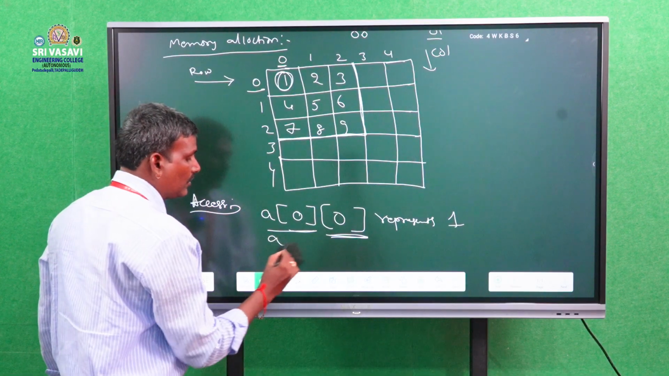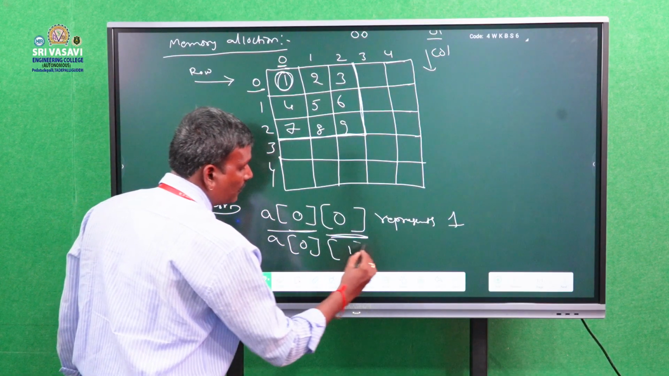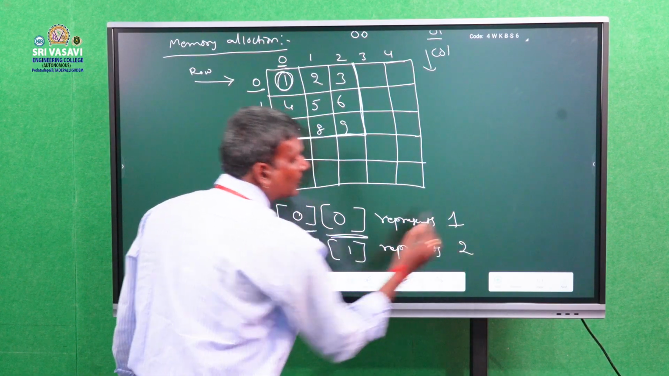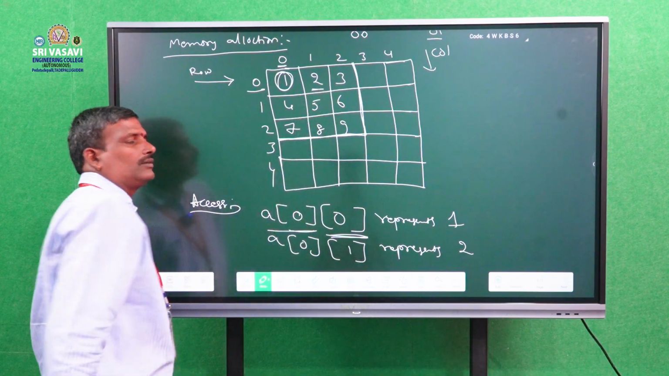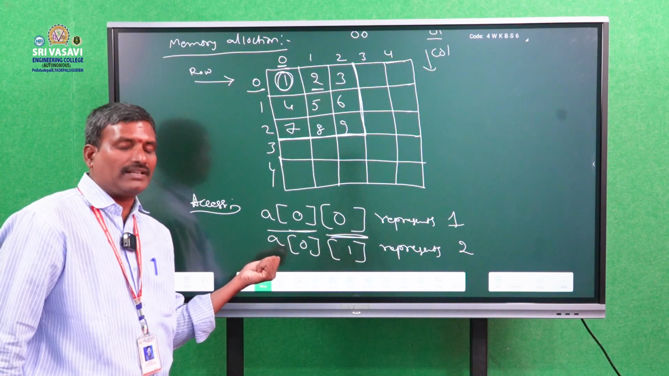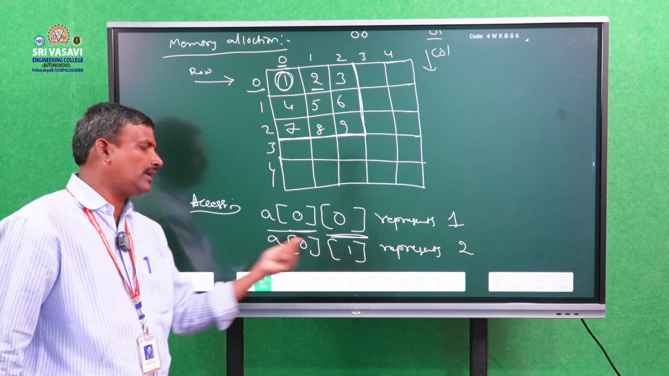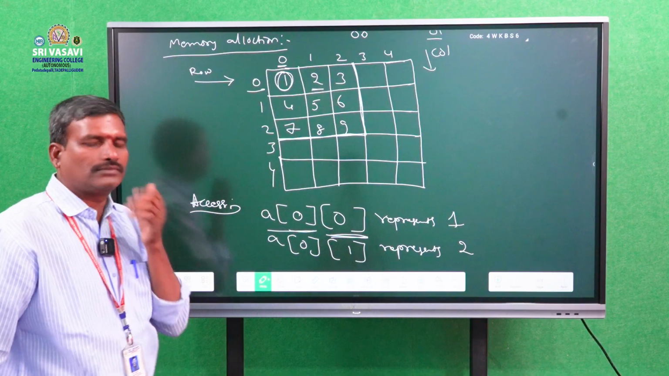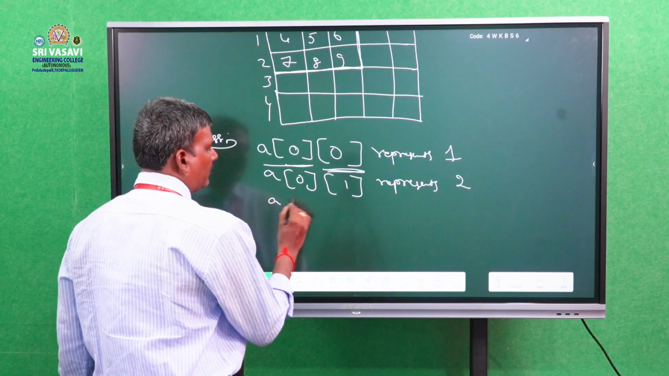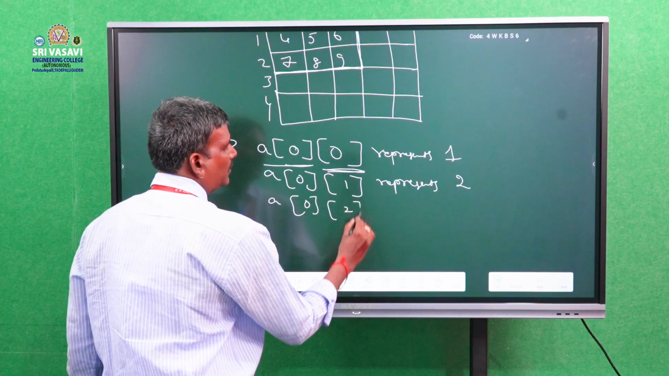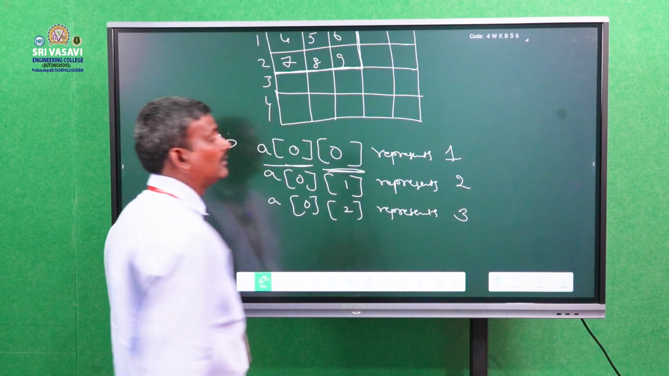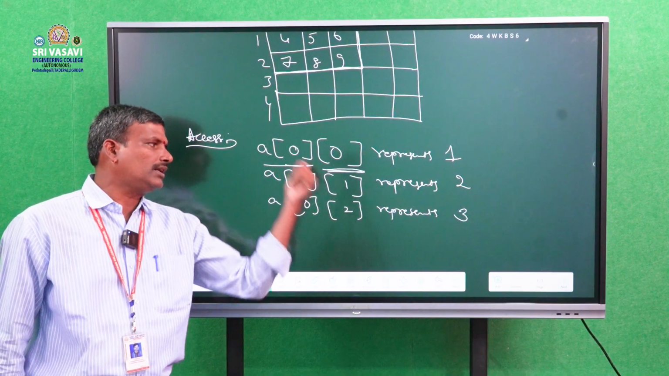Okay, here also A of 0 and then 1 represents value number 2. We want to display value number 2 on the output screen. You must write here the row index number 0 and the column index number 1, so that A of 0, 1 represents value number 2. Okay, and then the same way A of 0, 2 represents value number 3. Okay, third value in the first row.